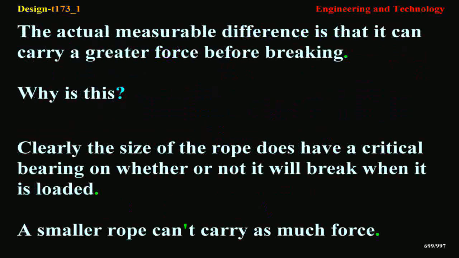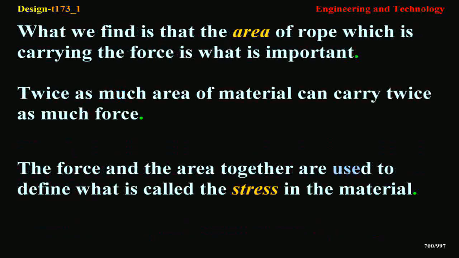The actual measurable difference is that it can carry a greater force before breaking. Why is this? Clearly the size of the rope does have a critical bearing on whether or not it will break when it is loaded. A smaller rope can't carry as much force. What we find is that the area of rope which is carrying the force is what is important. Twice as much area of material can carry twice as much force.